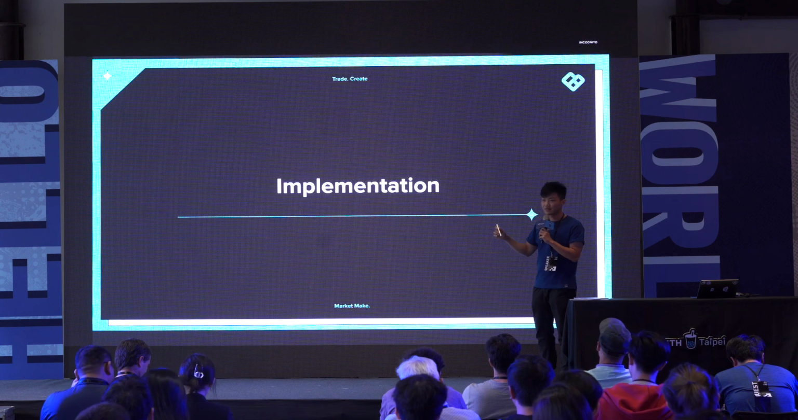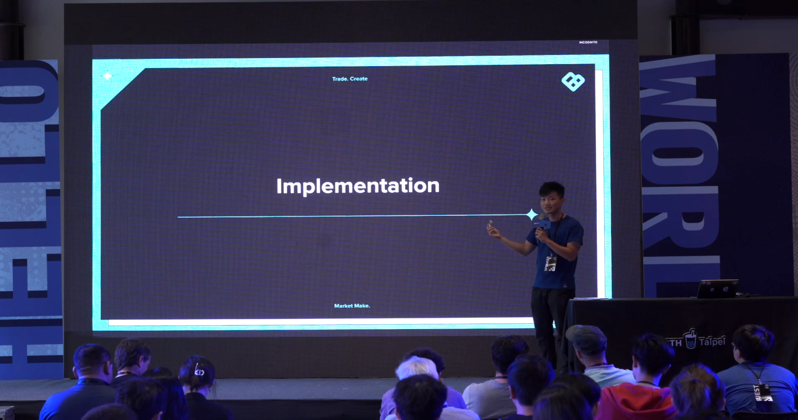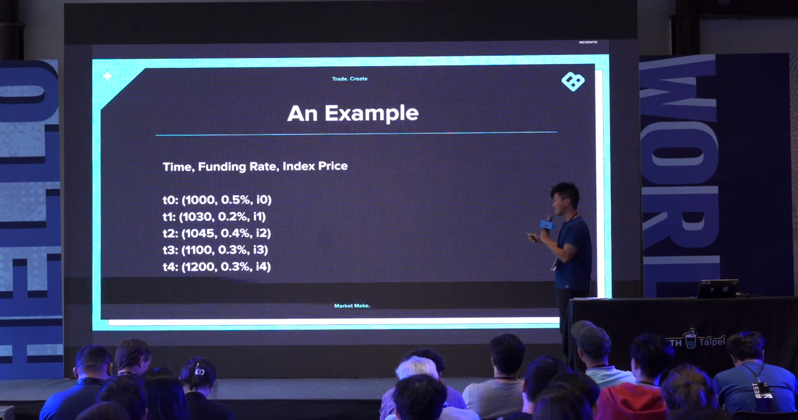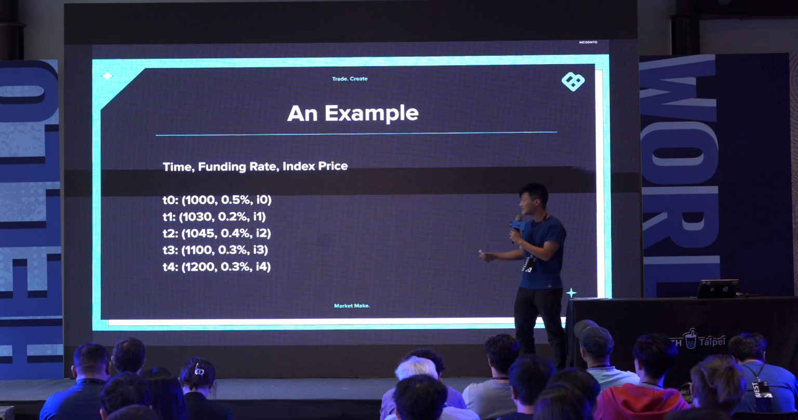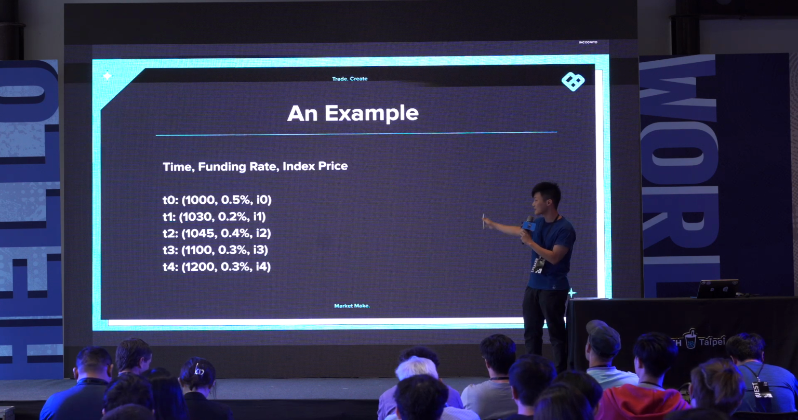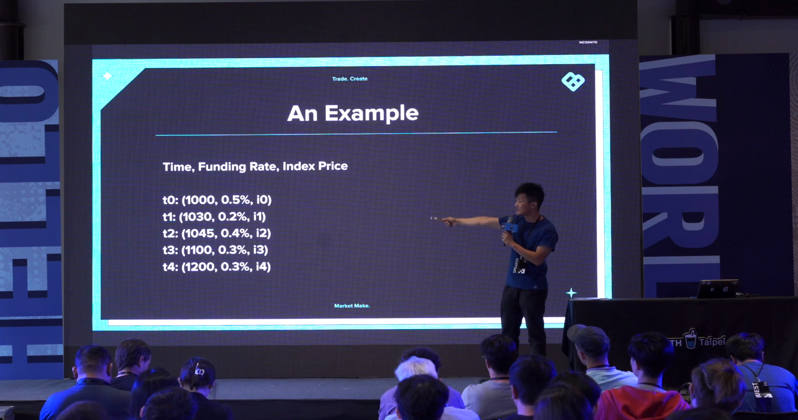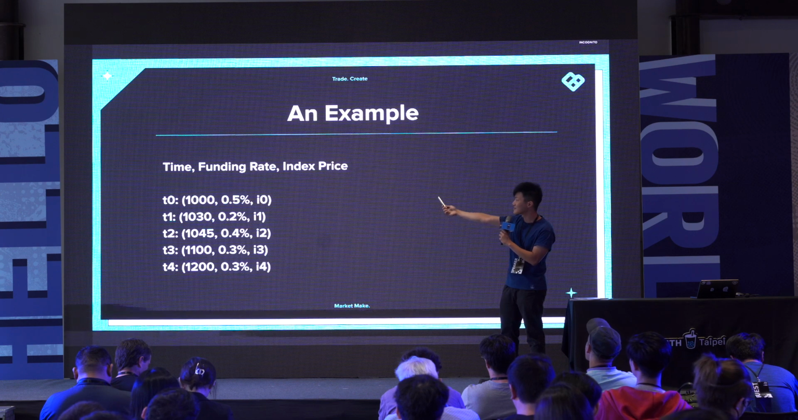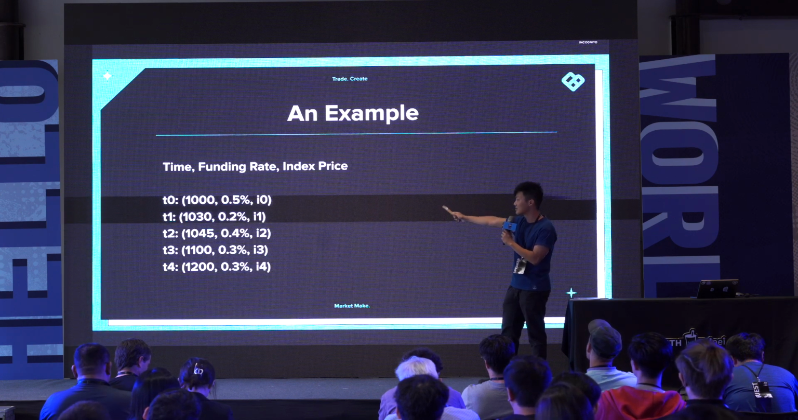Okay. So now we'll get into a little bit of implementation of the funding mechanisms. It's actually very easy. So we'll start with some numerical examples. Here we have a list of time, funding rate, and index price. At time 0, we're using a timestamp here. For example, it's timestamp 1,000, the funding rate is 0.5%, and the index price, we call it I0.